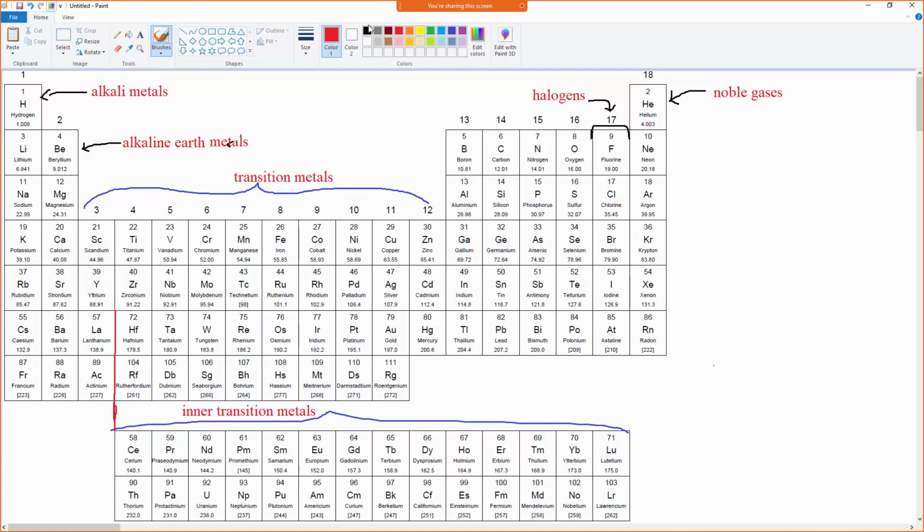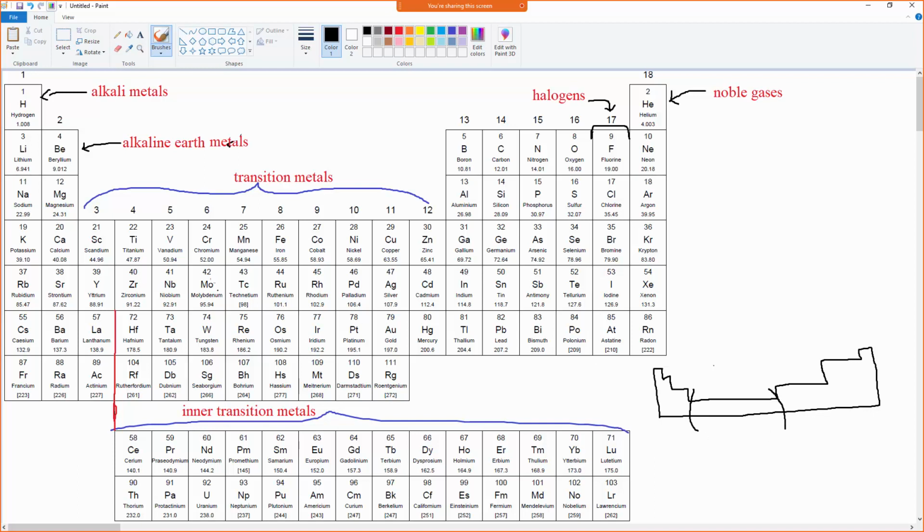So technically, if you inserted the inner transition metals where they go, then the whole periodic table would look something like this. Here's your inner transition metals. Here's the rest of your transition metals. There's the rest of your, we call those the main group, and finally the noble gases. That's what the periodic table would look like if we stuck those inner transition metals where they go. Those are the inner transition metals right there.